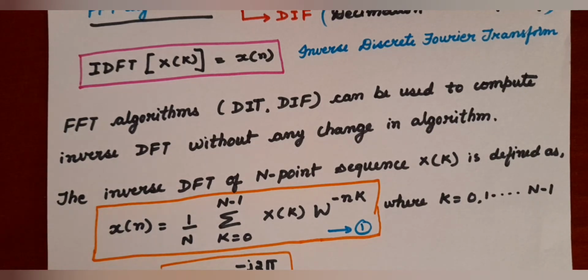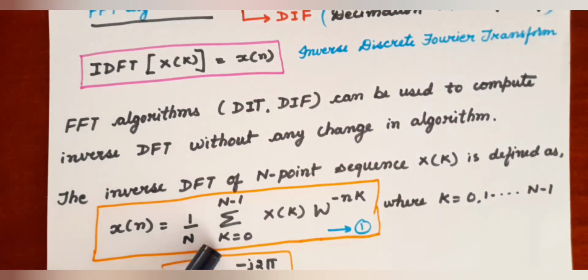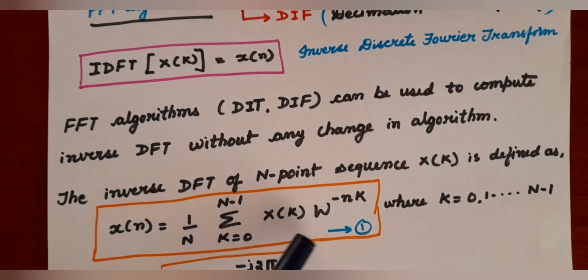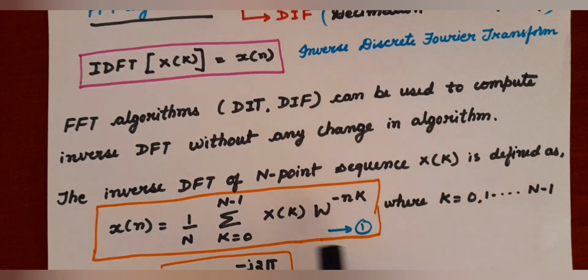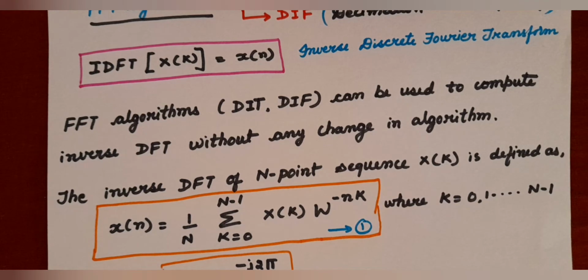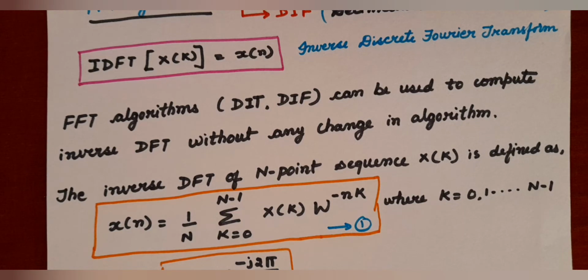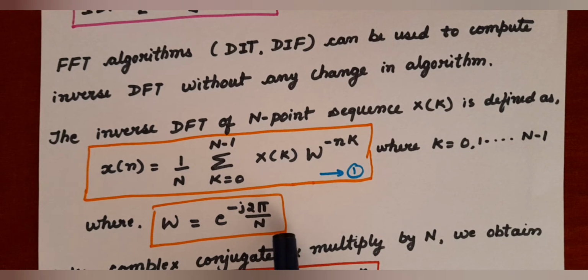x of n is equal to 1 by N summation k is equal to 0 to N minus 1 capital X of k W to the power of minus nk, where k is extending from 0 to N minus 1. So, this is a very important formula of IDFT. What is W? The twiddle factor, its equation is e to the power of minus j 2 pi by capital N.